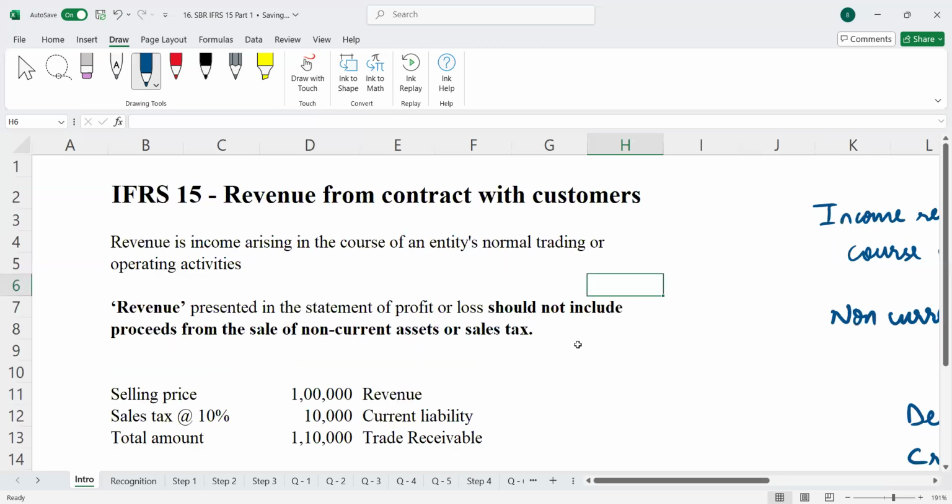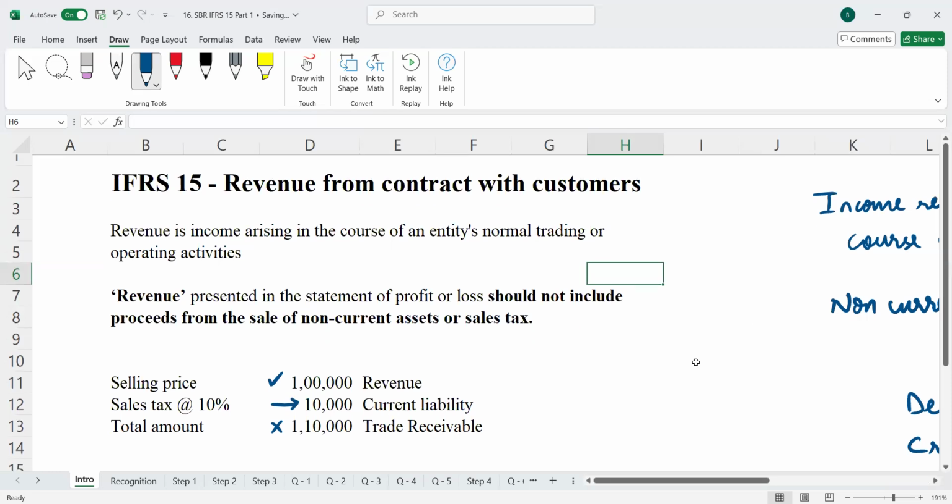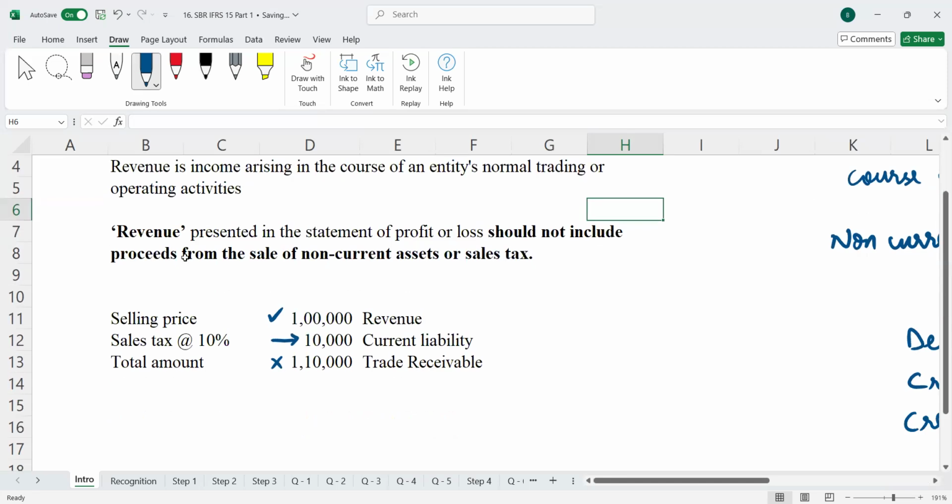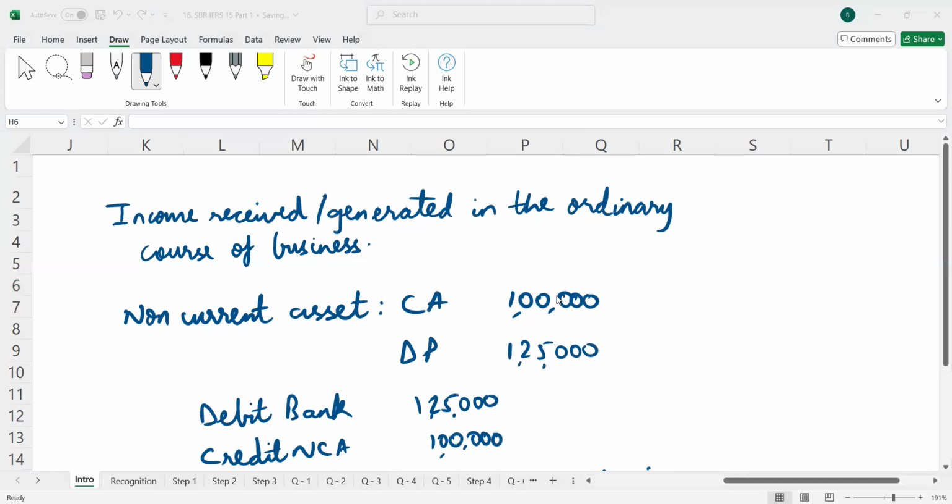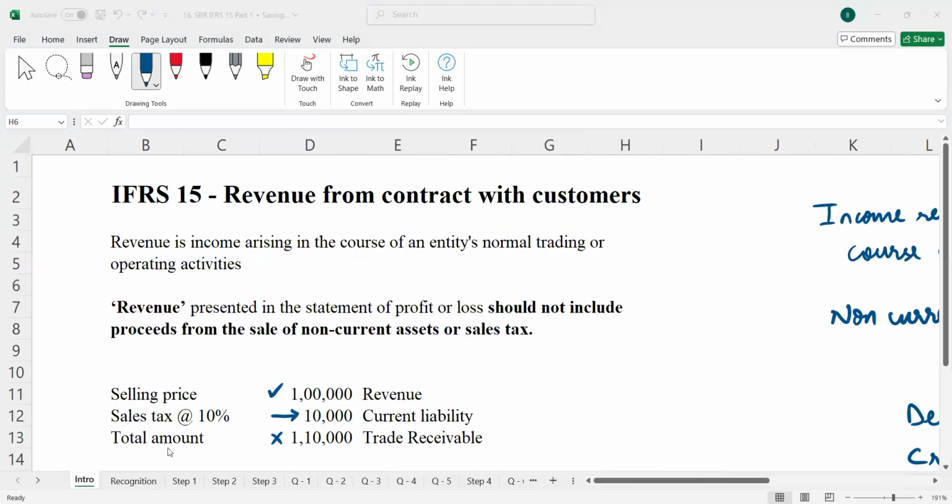Also, the revenue that I record is always on the net amount and never on the gross amount. Meaning, I record revenue on the amount excluding sales tax. Why? Because this sales tax is the amount that I collect on behalf of the government. Hence, it will be classified as a current liability. So, revenue should not include proceeds from sale of non-current assets or the sales tax. Any questions so far? Anyone? Any question?